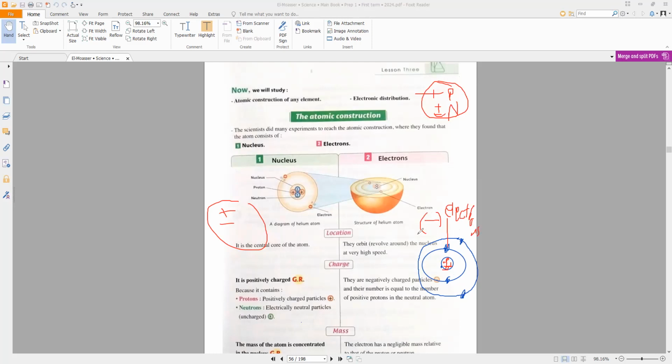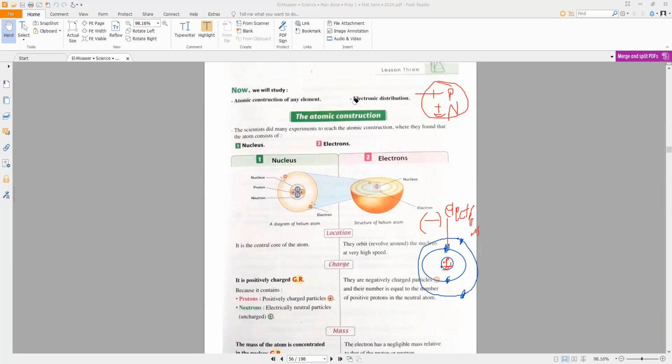Okay, this is the atom. So the atom consists of two parts. The first part is the nucleus, and the second part is electrons. The nucleus, its location: it is in the central core of the atom. This is called the nucleus. It is the central core of the atom.